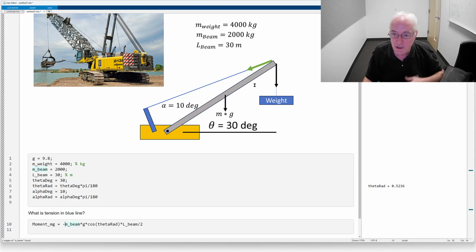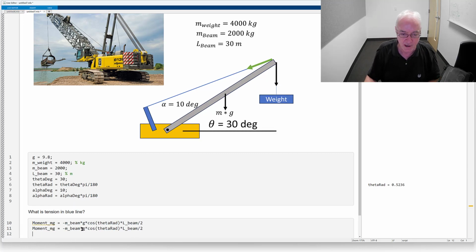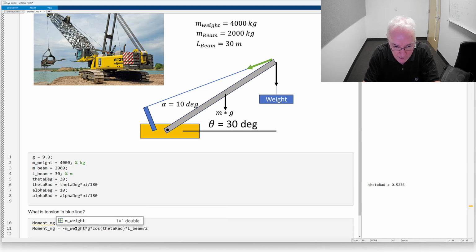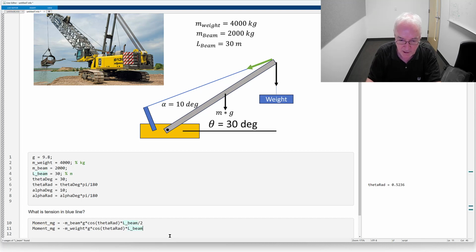Right, and so, anyways, the main point of why I'm going to do what I'm about to do right now, which is just, well, let's go ahead and do it. So let's go here, copy that. So we're going to basically use that same kind of form to get the moment generated by the weight. Right, so instead of being the beam, it will be m_weight. And instead of the moment arm being the length of the beam divided by 2, in this case it'll be the full length of the beam. And so with that we got these two moments.